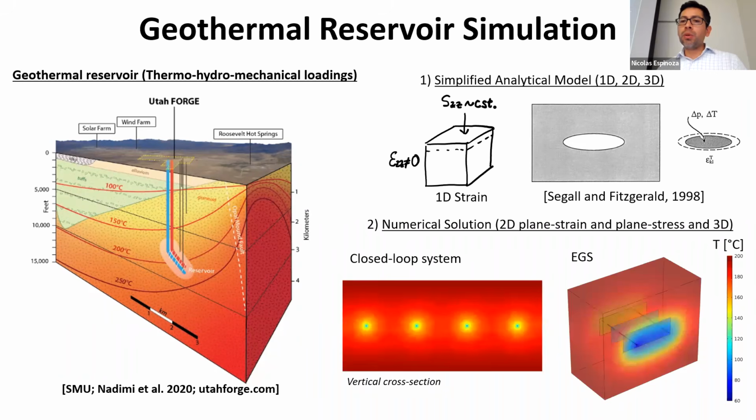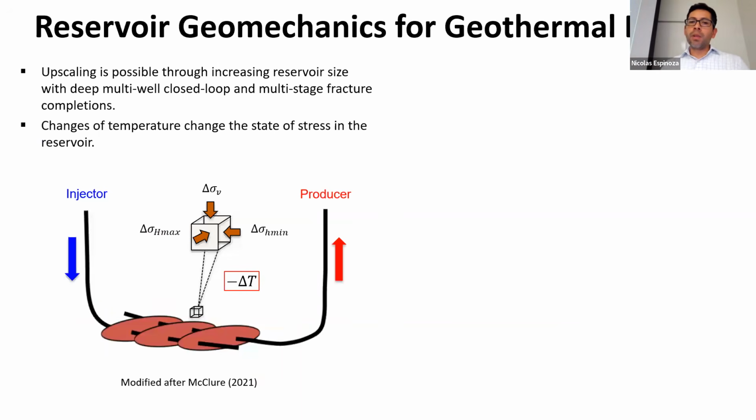Or we could do numerical simulations, and there are some phenomena that can only be captured by doing numerical simulation to account for complex boundary conditions and how properties and variables change as a function of time. So we're going to talk about examples of these two.